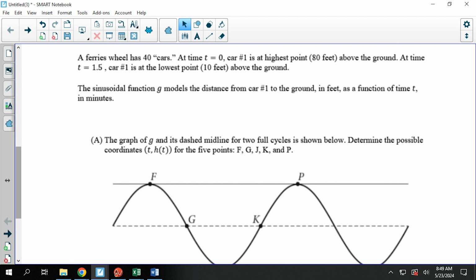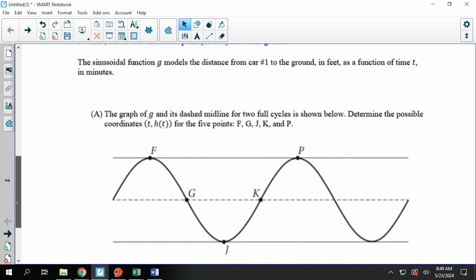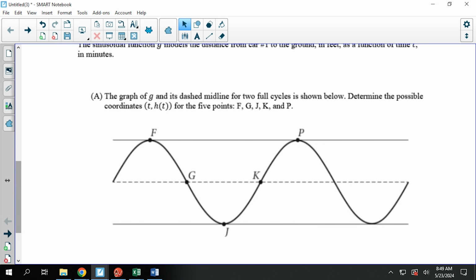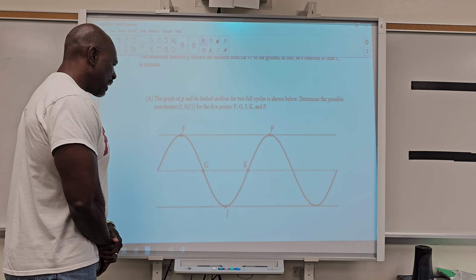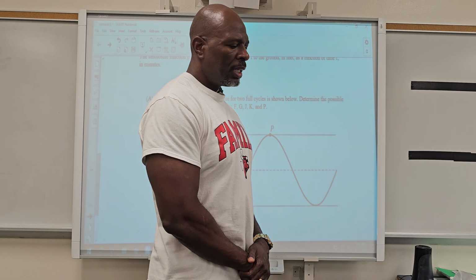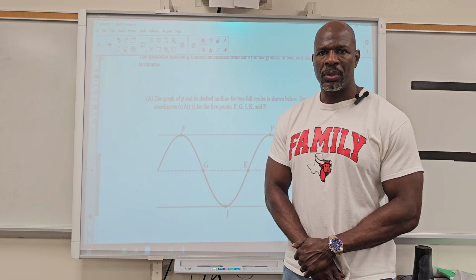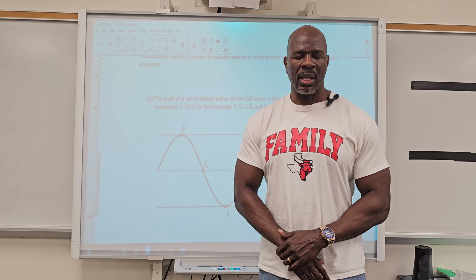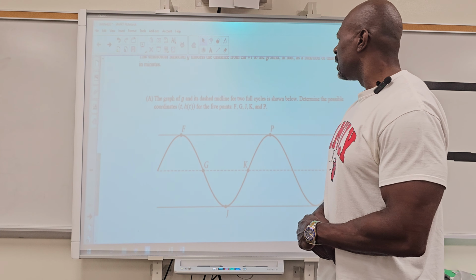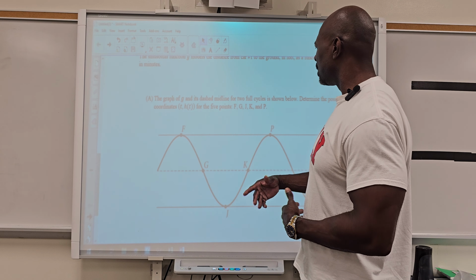So first, it says the sinusoidal function g models the distance from car 1 to the ground in feet as a function of time t. I think I already read that. So actually, I'm looking at problem A. So the graph of g and its dashed midline for 2 full cycles is shown below. Determine the possible coordinates of t, h of t for the 5 points F, G, J, K, and P. And so they'll give you this graph, and we're going to indicate the points, the t coordinate and the h of t coordinate of the particular function.